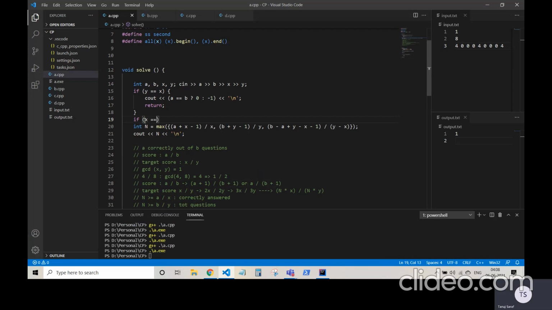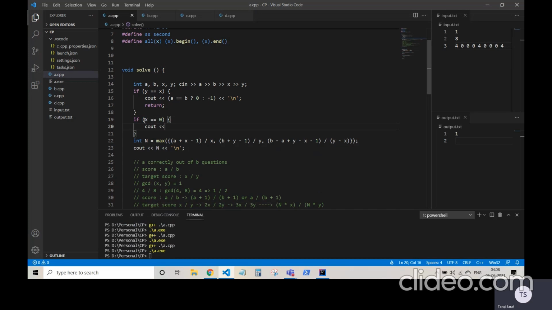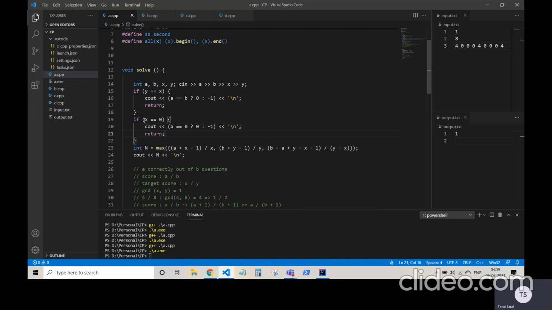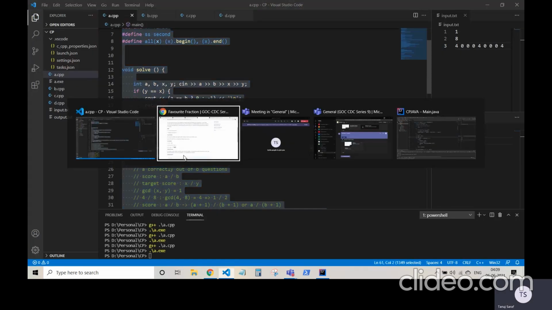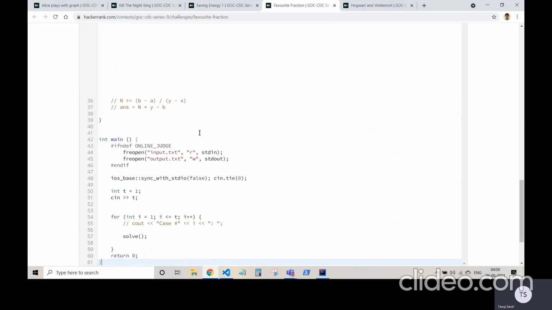So the case that I have to consider is if x is equal to 0, right? Then if A is also 0, then the answer is 0 because we do not have to do anything. But if A is positive, then there is no way that I could have decreased it, and hence the answer should be -1. So that's all for this problem, and let's try to submit it.